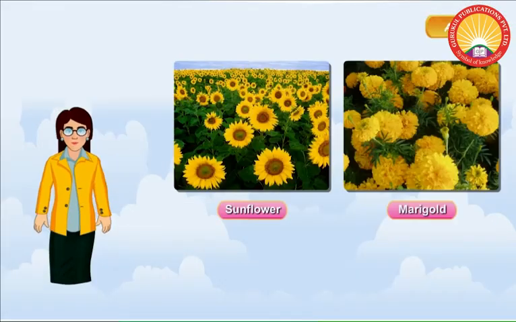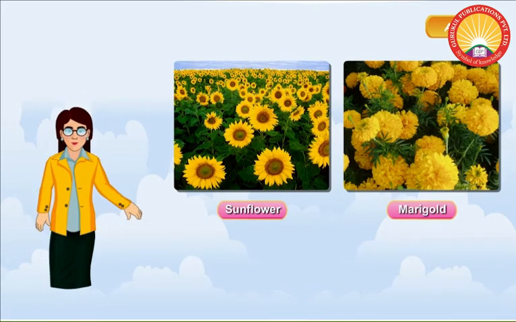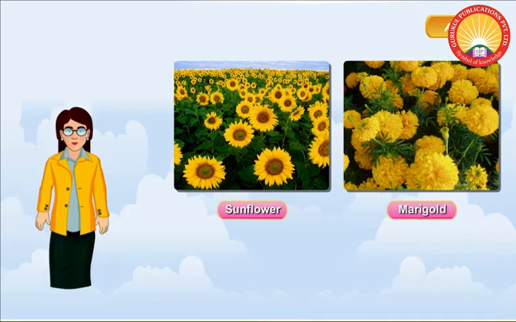Annuals. These plants live for one season only. Their flowers bloom only once in a single season. Sunflower and marigold are examples of annual plants.